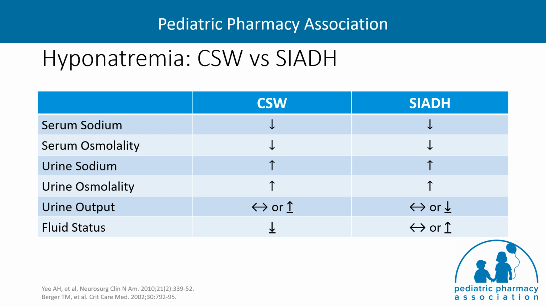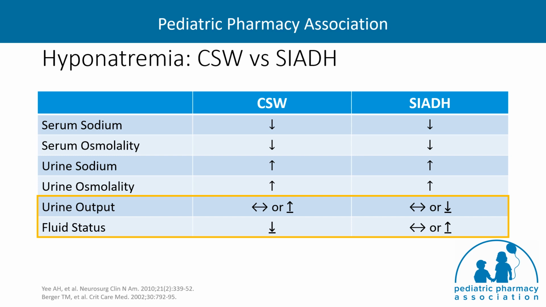As you can see, cerebral salt wasting and SIADH are very similar in regards to what's happening in the body in terms of sodium and osmolality. They both lead to decreased sodium and serum osmolality, as well as increases in urine sodium and osmolality. However, the big differences can be seen when looking at urine output and fluid status. In patients with cerebral salt wasting, we're likely to see normal or increased urine output, leading to decreased fluid status or hypovolemia, whereas patients with SIADH often have normal or decreased urine output, as well as normal or increased fluid status.